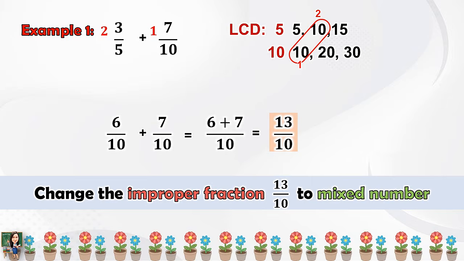We will divide 13 over 10. 13 divided by 10 equals, how many tens in 13? Correct. There is only one 10. So 1 is the whole number. And how many will be the remainder? The remainder is 3. The remainder 3 will be the numerator and copy the denominator 10. So the answer is 1 and 3/10.